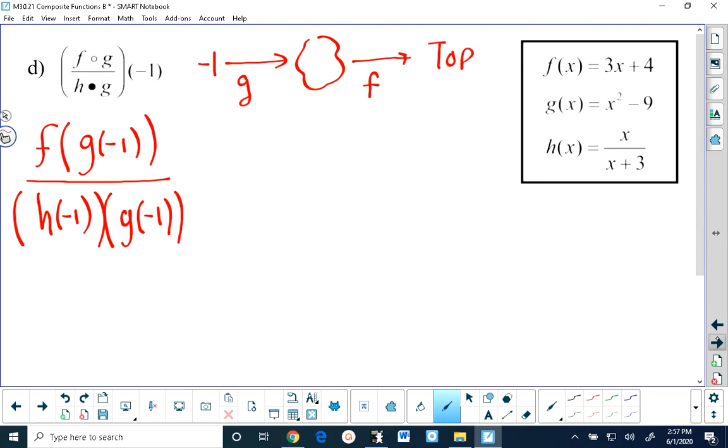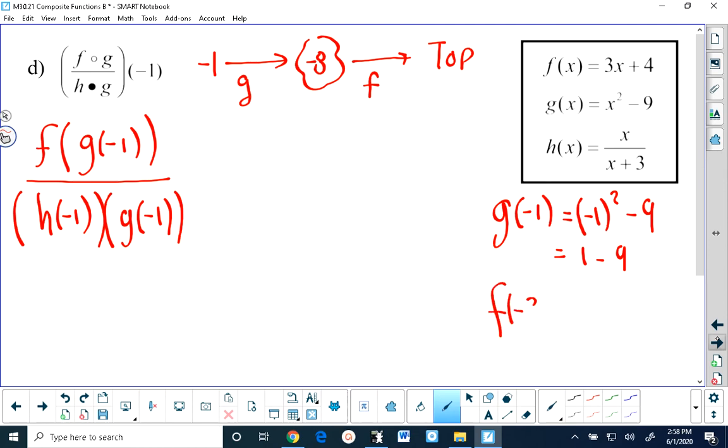Let's do that. Put -1 through g. G of -1 is equal to -1 squared minus 9, which will equal 1 minus 9, which is -8. Now we have to put it through f. F of -8. Well, f of x is 3x plus 4, so we have 3 times -8 plus 4. That works out to -20. So the top of this expression is -20.